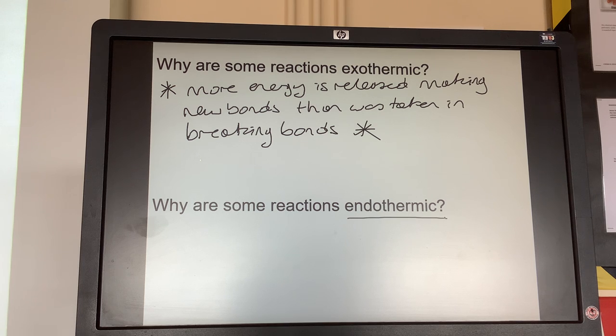Why are some then endothermic? Well, it's the opposite. Less energy is released making new bonds than was taken in breaking bonds. We're going to have to try and find a way of how we're going to learn these two sentences. Endothermic, less energy is released, making new bonds than was taken in breaking bonds. You're going to write that down. Pause the video if you need to. And until we do more examples, you might think this is a bit complicated. And it is complicated.